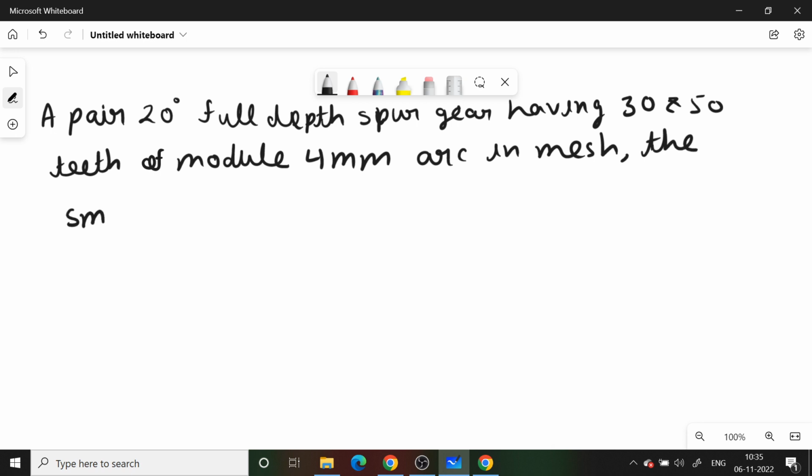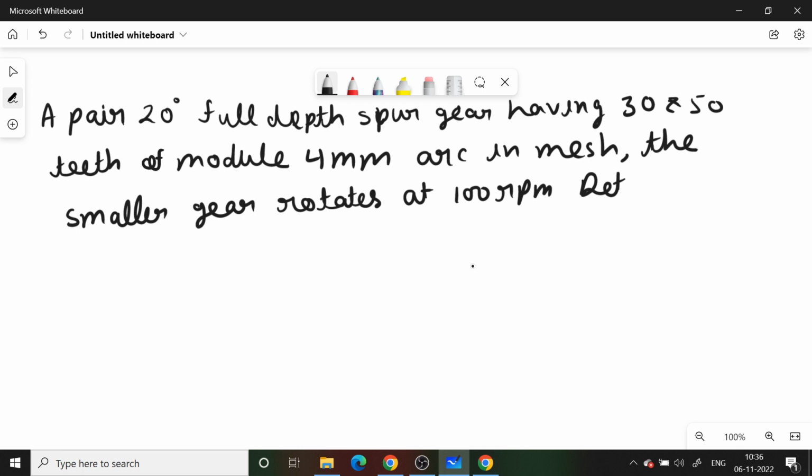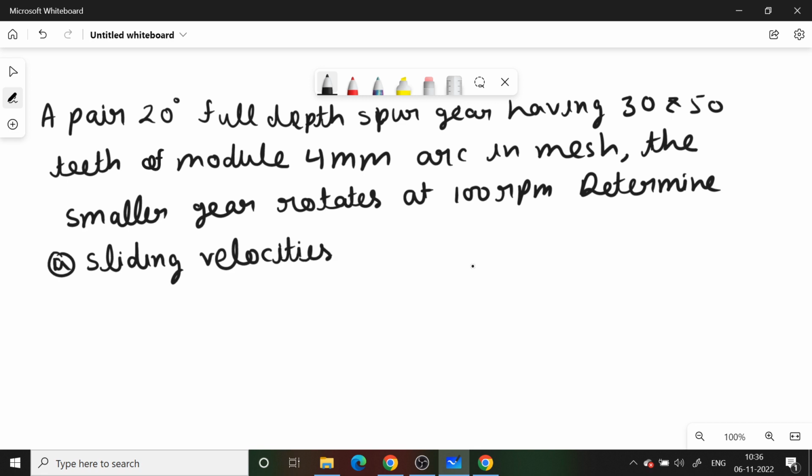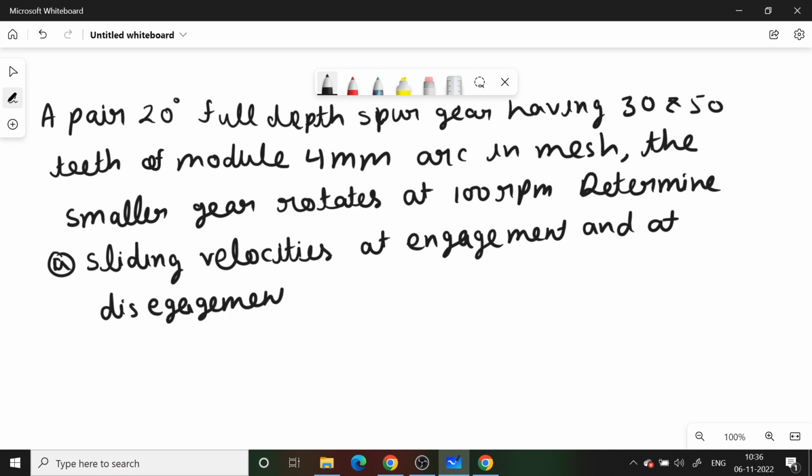The smaller gear rotates at 100 rpm. Determine first, sliding velocity at engagement and at disengagement, and B, contact ratio.